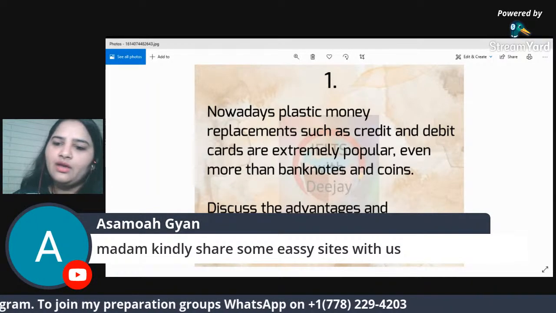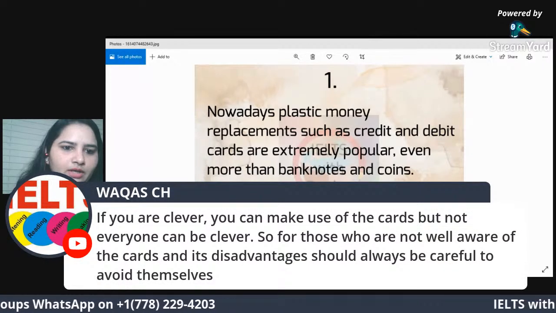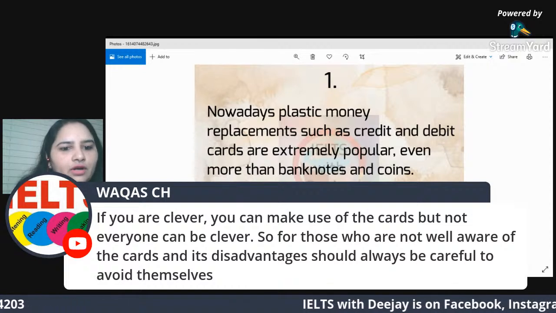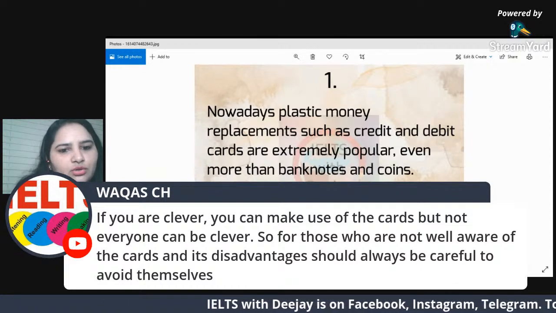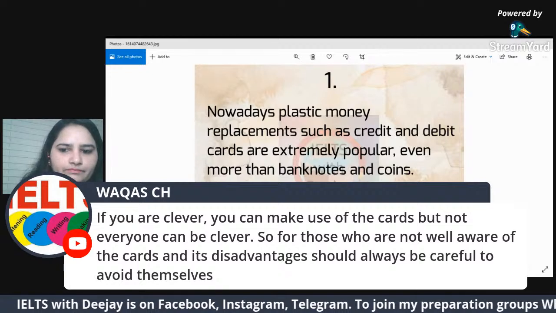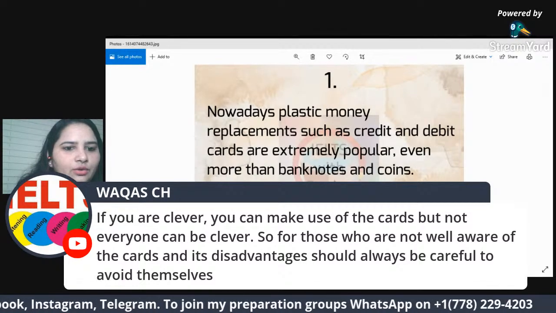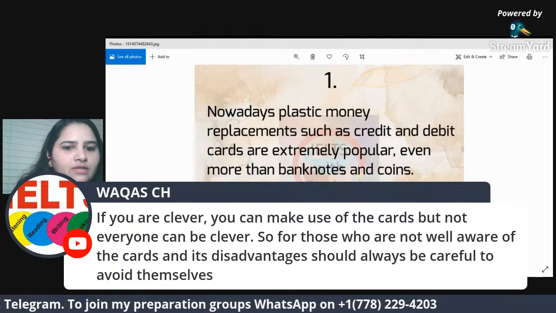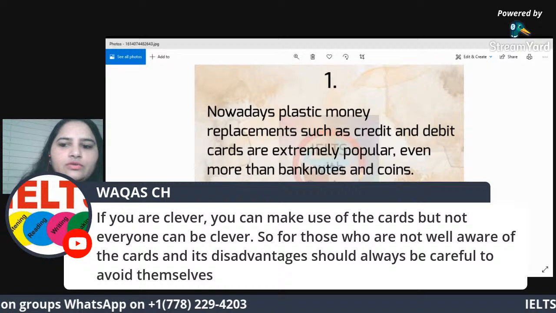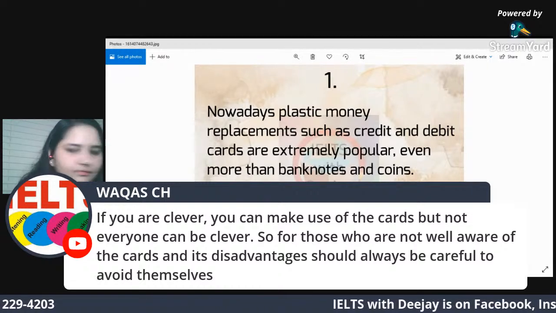If you're clever, you can make use of the cards, but not everyone can be clever. So those who are not well aware of the cards and their disadvantages should always be careful to avoid them. Yeah, this is a good one. Because if you're educated, you can simply use it. If you're not, then you will not be able to use it. Very good. Okay.